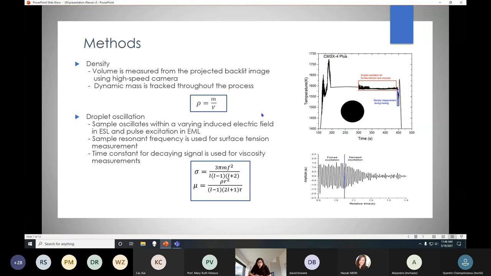For surface tension and viscosity, we apply a technique called droplet oscillation, where the sample is excited by induced oscillation through an electric field in ESL and by pulse excitation in EML. You can see a sample oscillating in here. That's the ESL sample. From the sample oscillation information, we can get the sample resonant frequency by applying FFT on the signal, and we can use that for surface tension measurement. By looking at the decaying time constant of the signal, we can calculate viscosity.